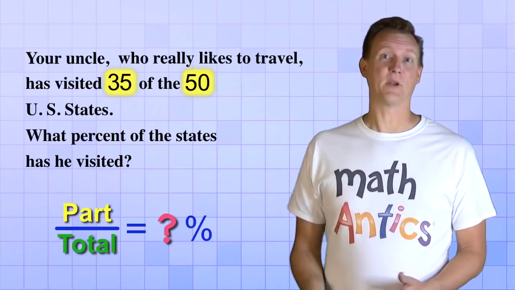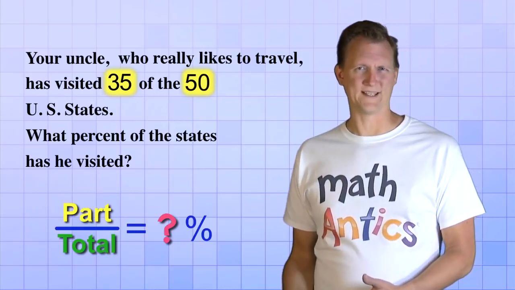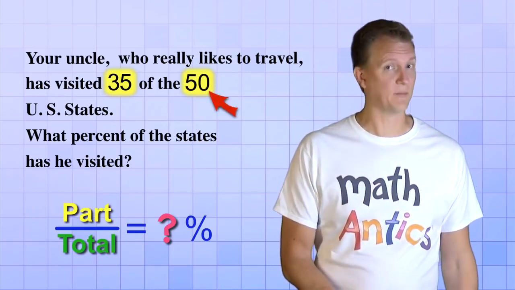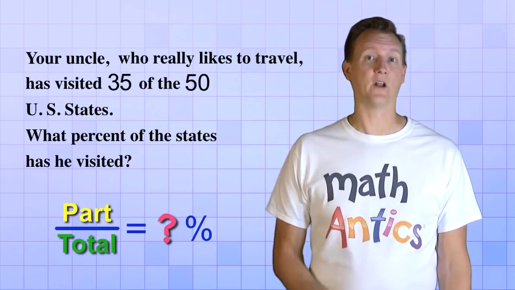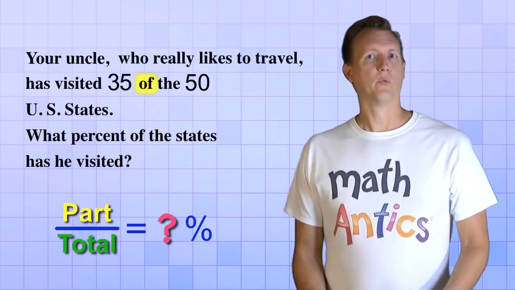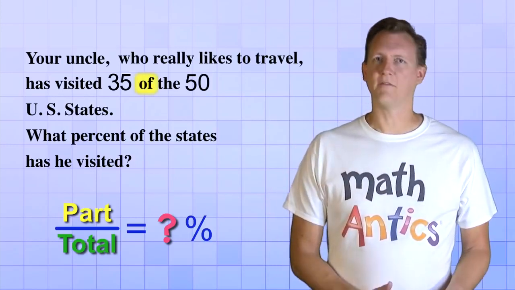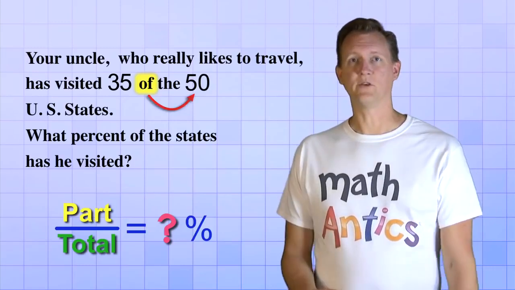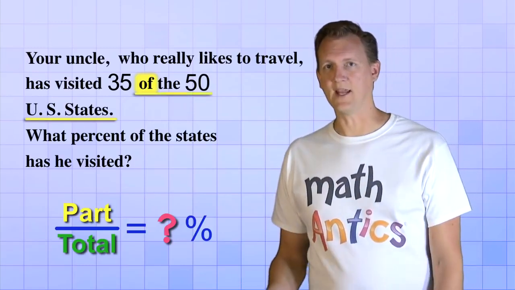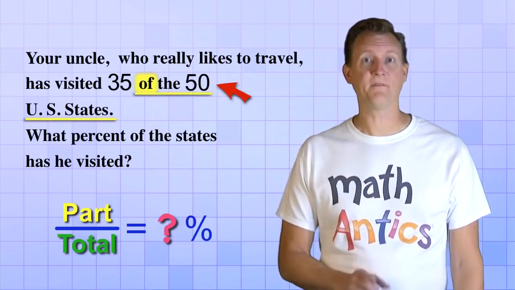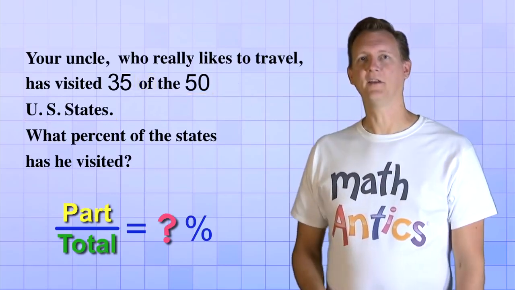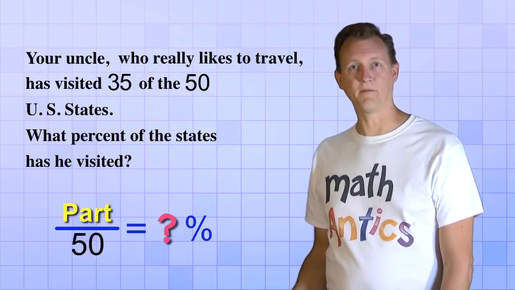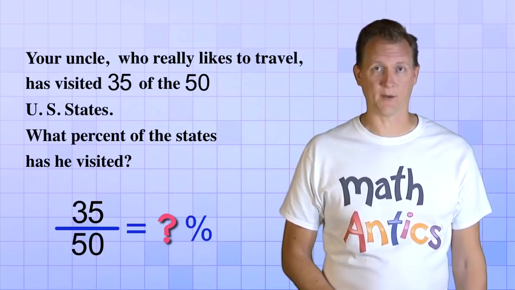And sometimes it can be hard to tell which number the total is. Often it's the bigger number, but not always. And that's where the word of can help us out. The word of usually goes in front of the number that's the total. So when you see of the 50 US states, it's a clue that 50 is the total. All right then, so we put 50 on the bottom of the fraction and 35 on top.